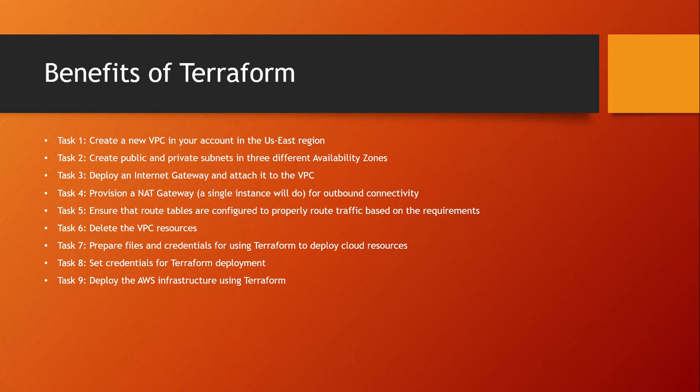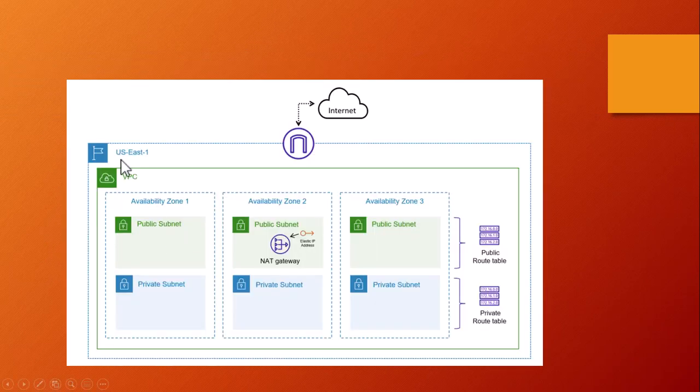So going back to the design again. Here you can see that the green icon is the VPC, which I'm going to create in the US East region. Inside that VPC, I'm going to create three availability zones. Basically, I will be creating three public subnets in three different availability zones, and then I will be creating private subnets in the same three availability zones. Then I will create two different route tables, one for public and the other for private, and then associate them with the public and private subnets respectively.